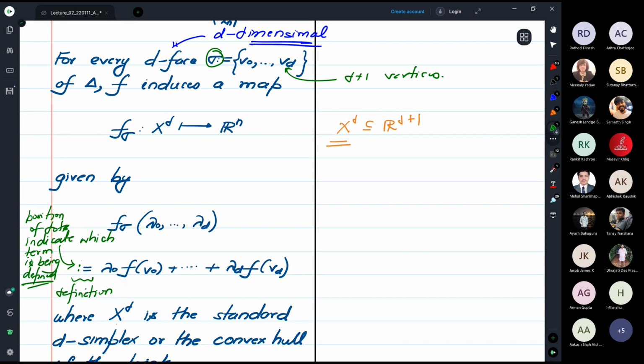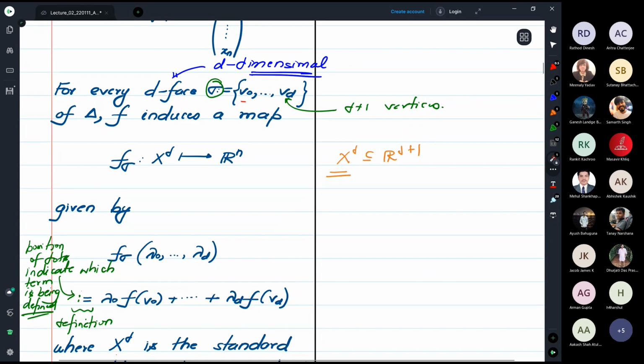Okay, so because these dots are on the left, it means that this expression is being defined. So f sigma of lambda 0 all the way up till lambda t is defined to be lambda 0 times f of v0, plus dot dot dot, lambda t times f of vd. So notice that the expression on the right is made up of these lambda 0 to lambda t, which are an element, or the input from xd, that is given to f sigma. And sigma, recall, is made up of these d plus 1 vertices.